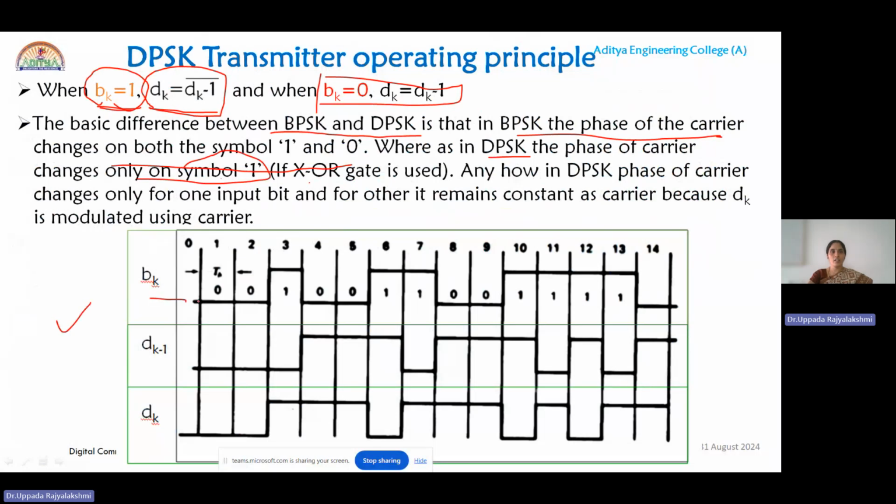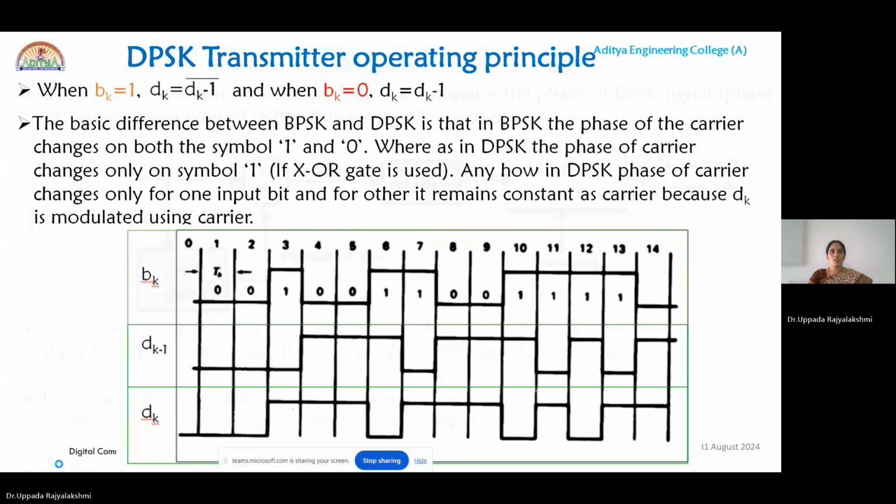Here I have taken bk as 001, 001, some sequence like that. Wherever you have the data bit as 0, you can observe that dk is the same as dk minus 1. And whenever the data is 1, you can see that dk is the complement of dk minus 1. So here dk minus 1 is 0, so the complement will be 1. Like that, the phase transition is only for bk equal to 1, not for bk equal to 0.